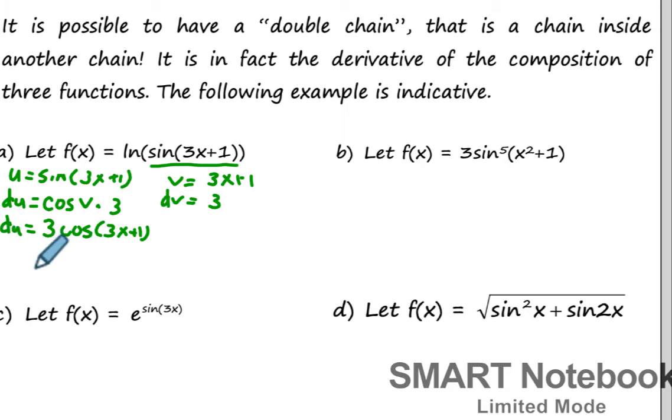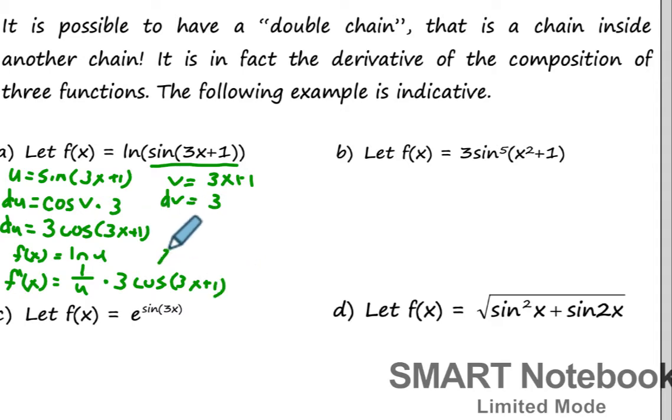Now I need to go back to my original function and say let f of x equal the natural log of u. Now, the derivative of the natural log of u is one that you need to memorize. It's not on the formula page either. It is 1 over u times my derivative of u, which I've already figured out to be 3 cosine of 3x plus 1. Rewrite our problem, substituting in our values. I get on the numerator 3 cosine of 3x plus 1.